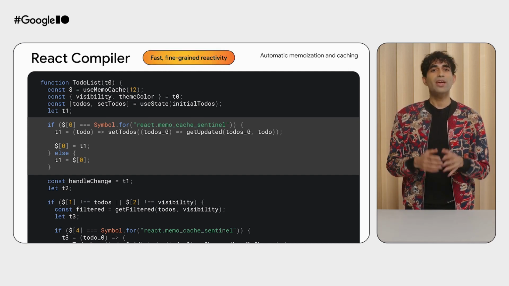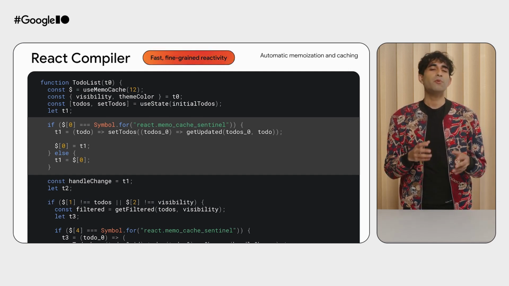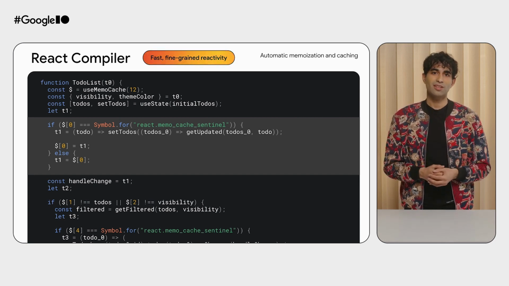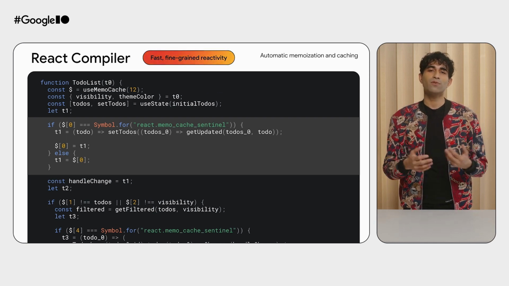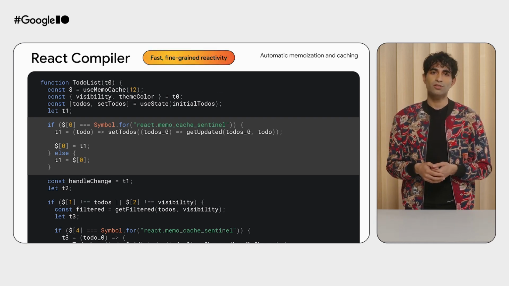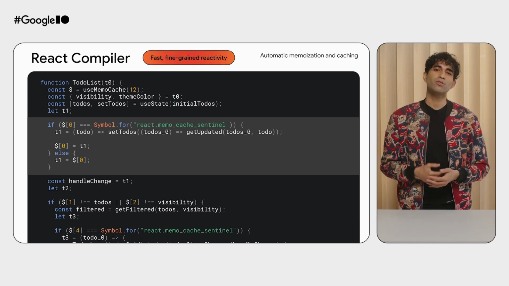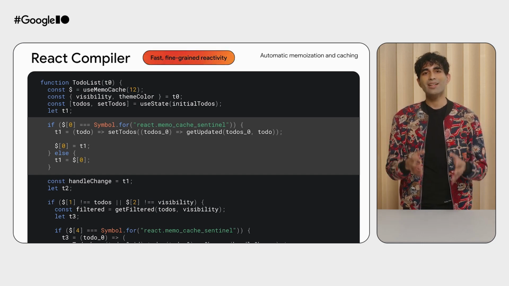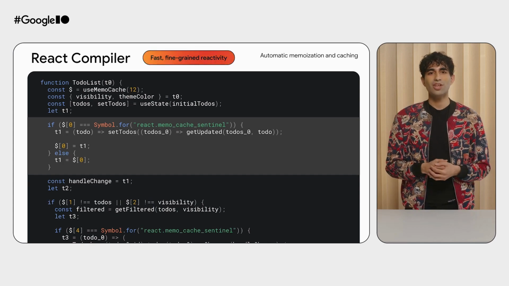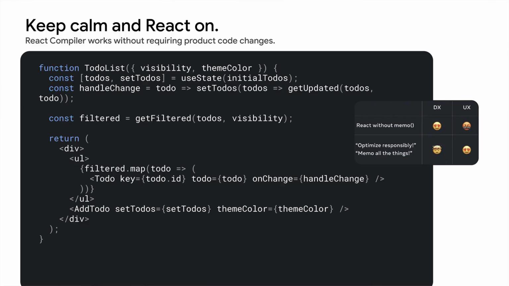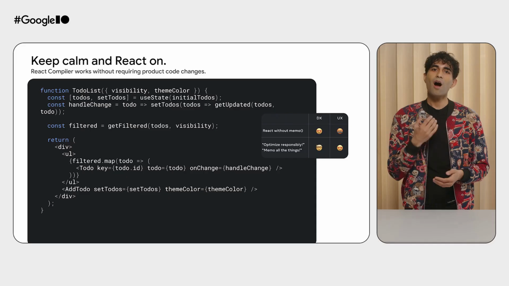In this example, we have the same to-do list component, but without any manual memoization. The React compiler optimizes the code by creating memoized versions of the handleChange function, the filtered to-dos, and the rendered JSX. It also intelligently updates the memoized values only when the relevant dependencies change. So just write idiomatic React code. With React Compiler, we can write idiomatic React code and let the compiler handle the optimizations for us.